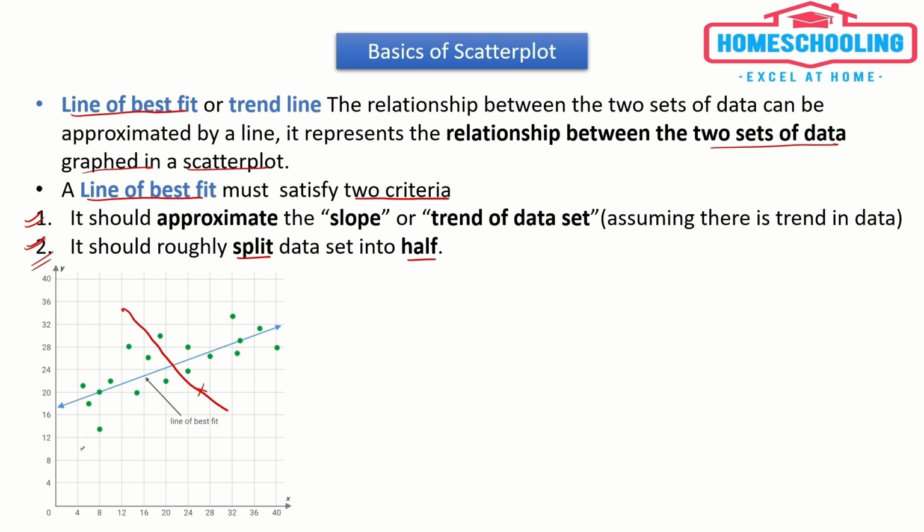What about a line of best fit like this? In this example, we can see that it is below all the data points. So let's check both the criteria one by one. It should approximate the slope or trend of the data set. Yes, it is following the first criterion because it is along the slope. Let's check the second criterion. It should split the data into half. No, it is not splitting the data into half. So this is not a line of best fit. A line of best fit is a line which approximates the slope and splits the data points into half.